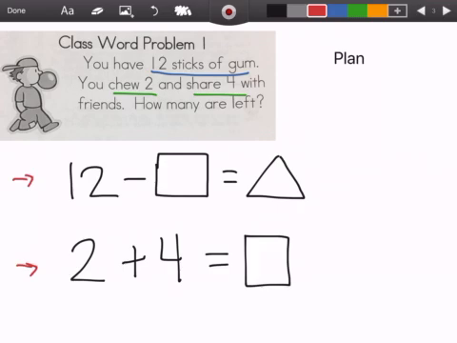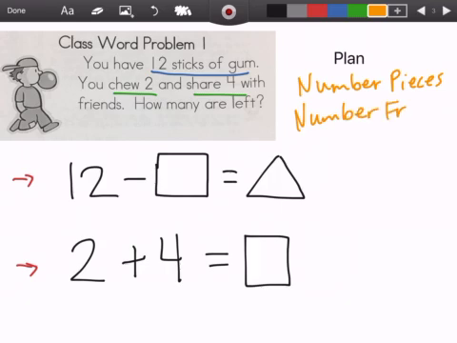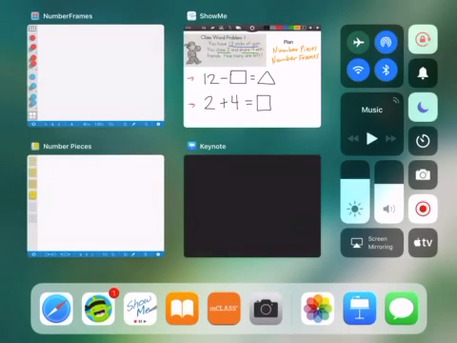And with this plan, we are also going to use two apps. We will use the number pieces app, basically base 10 blocks, and also the number frames app. I apologize that my handwriting is not the best on Show Me, as I'm using my finger rather than a nice pen or something. Alright, so let's go over to number pieces.